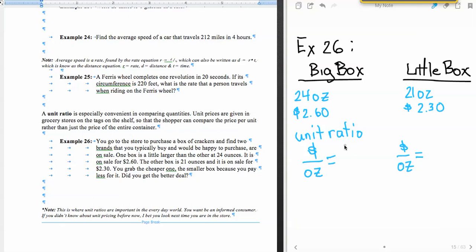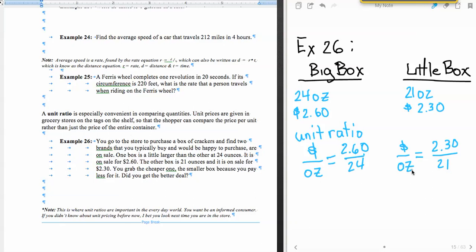So we're going to have $2.60 here to the 24 down there in the bottom. And then over here we have the $2.30 to the 21 in the bottom. Now on these, we definitely probably want to get out the calculator, and with our calculators, then we can find these a little bit faster.